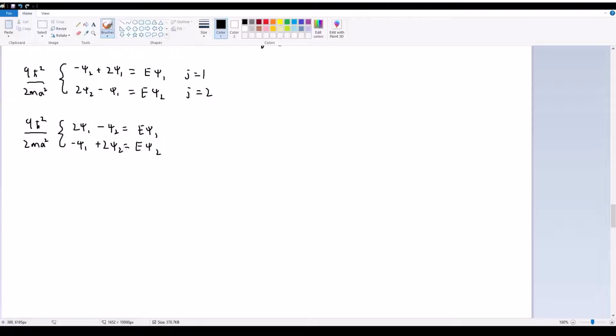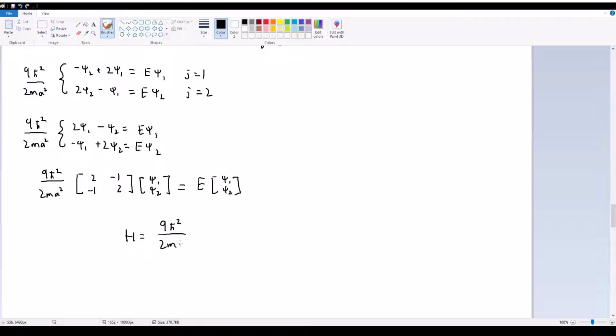And finally, if I want to convert this into a matrix equation, then I get 9ħ²/(2ma²) multiplied by my matrix, which is going to be 2, negative 1, negative 1, 2. And this is multiplied by psi 1, psi 2, which is my new vector for psi, and this is equal to the energy E times the vector psi 1, psi 2. So that means my H matrix is therefore going to equal 9ħ²/(2ma²) times 2, negative 1, negative 1, 2.